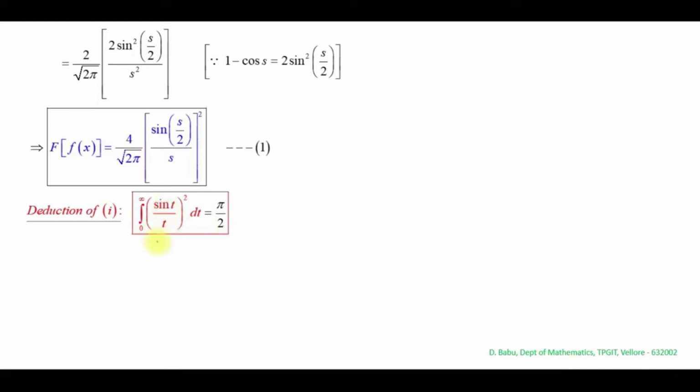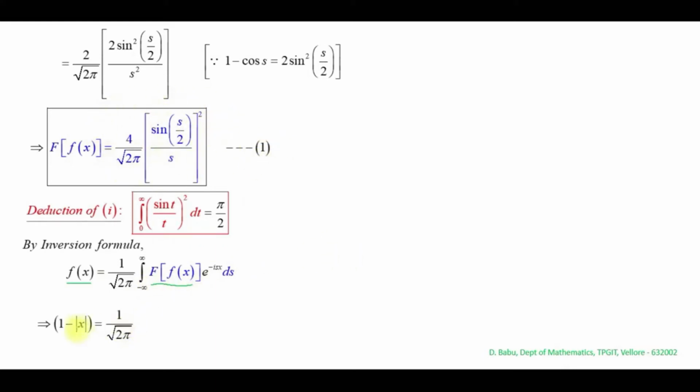Note that sin t by t the whole square is similar to sin s by 2 divided by s, the whole square. That is, this deduction is similar to the Fourier transform of f of x. Therefore we have to apply the inversion formula. By the inversion formula, f of x equals 1 divided by square root of 2 pi, integral from minus infinity to plus infinity of the Fourier transform of f of x, e power minus isx, ds. So substitute f of x, which is given in the problem, that is 1 minus mod x, and substitute the Fourier transform of f of x, which is given in equation 1.